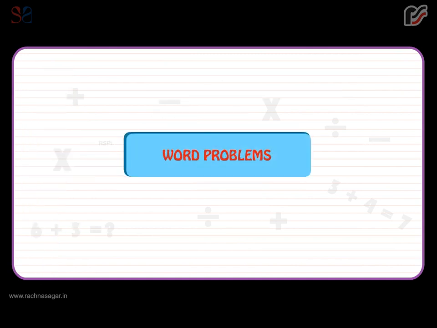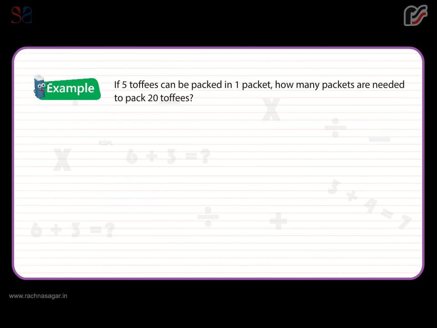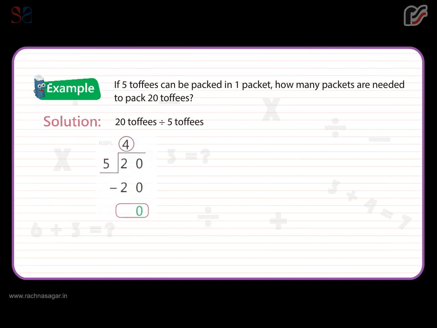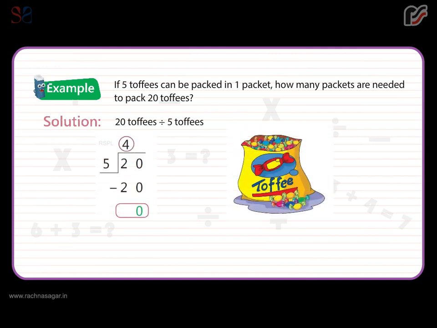Word problems. Example, if 5 toffees can be packed in one packet, how many packets are needed to pack 20 toffees? Solution: 20 toffees divided by 5 toffees. Thus, 4 packets are needed to pack 20 toffees.